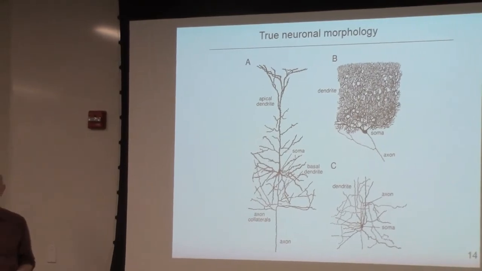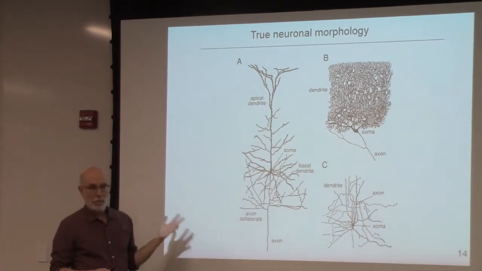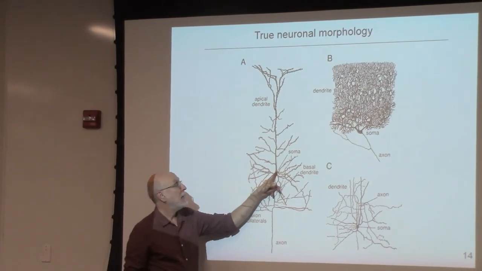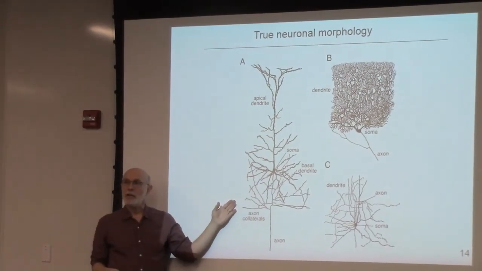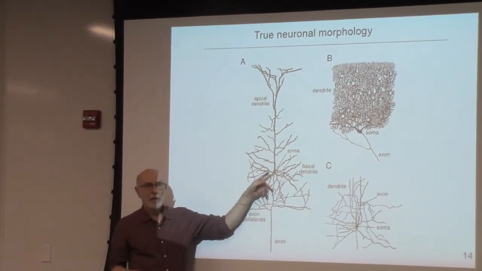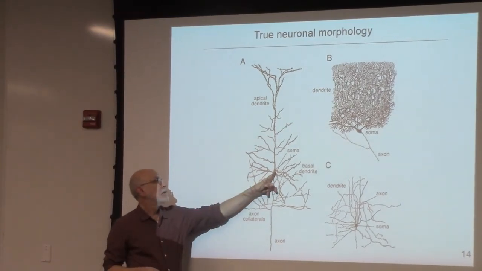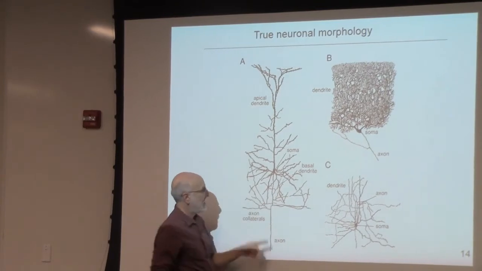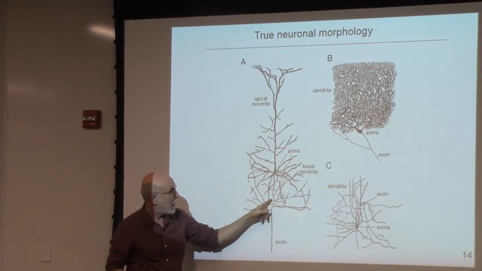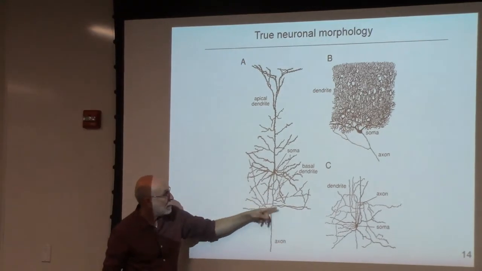Here are some actual, what's called camera lucida drawings of actual neurons. So there's the soma, or the cell body of the, this is a cortex, so this is a cell from the cortex of an animal, the cortex being the gray matter of the brain, really. Cell body, multiple dendrites, an axon, axon collaterals. So there's the axon, and some of these are axon collaterals.